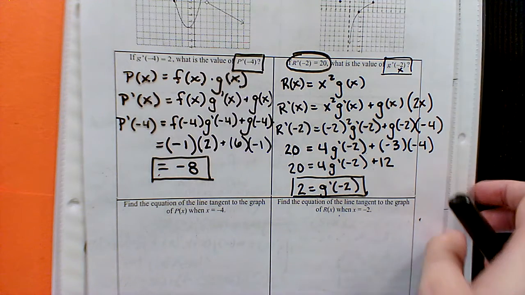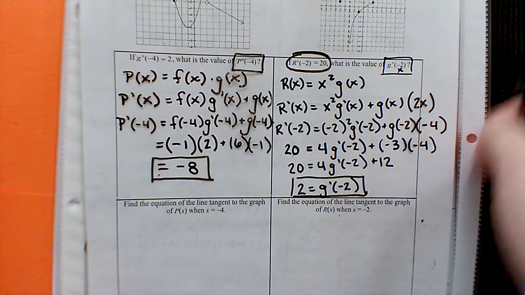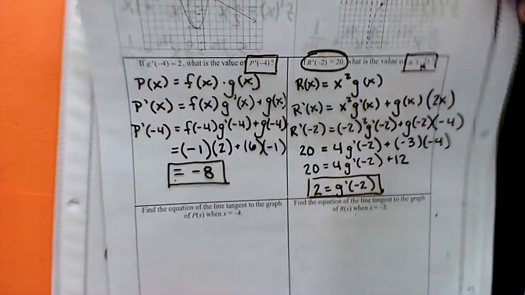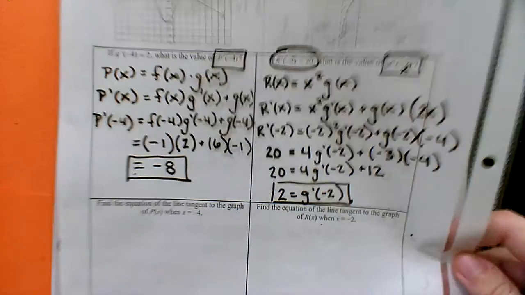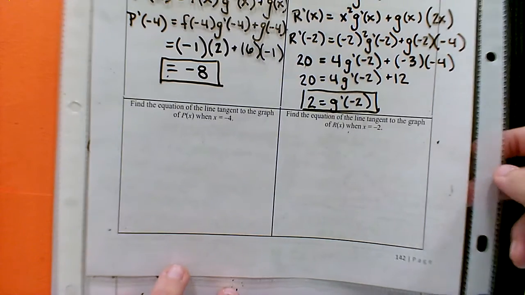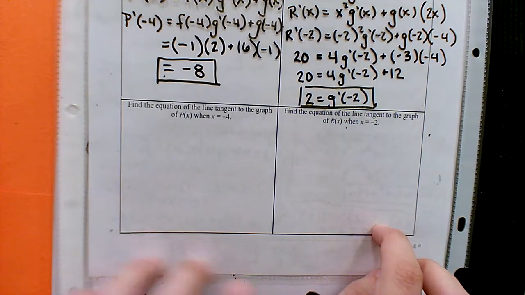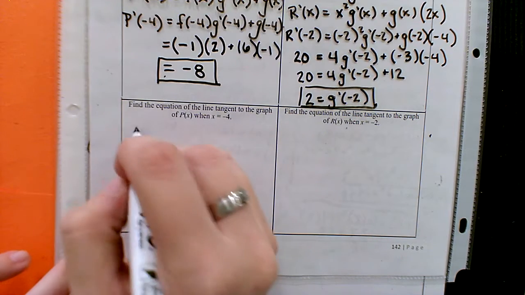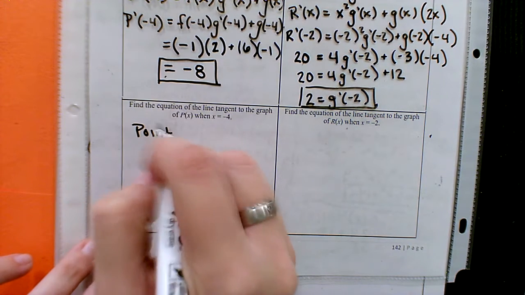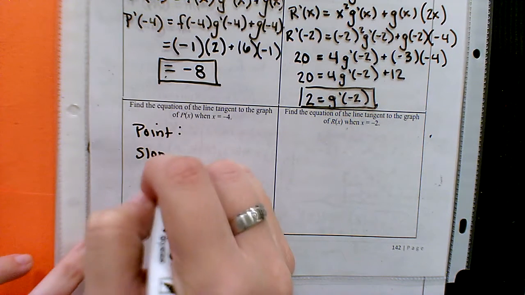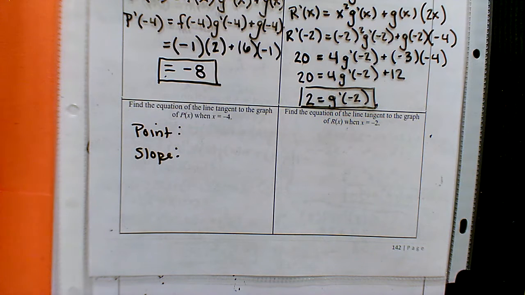Find the equation of a tangent line to the graph of P at the x location of negative 4. What information do you need to know to write the equation of any line? I'm going to beat it into you this year. Point and a slope, okay?